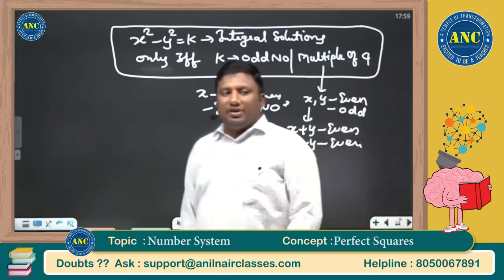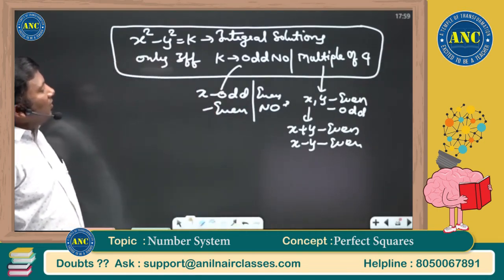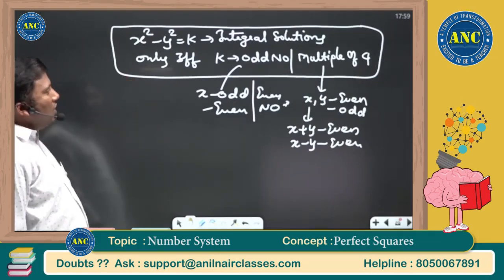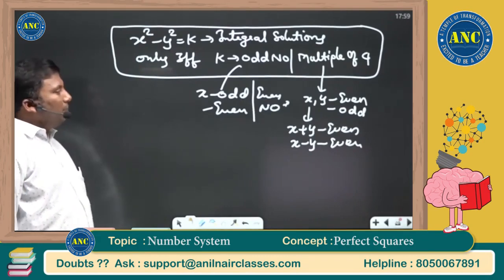Please make a note of it, sir. X square minus y square equivalent to k. This equation will take integral values only if k is an odd number or k is a multiple of 4.